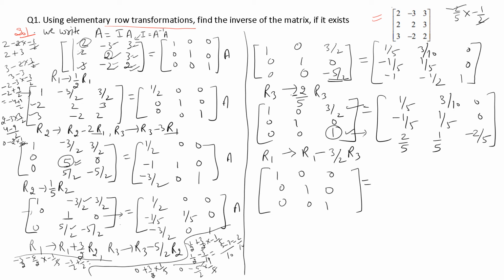Now we need to be a little bit careful while we forgot to put A here. We need to put A alongside. Okay. So now this is your R1 minus 3 by 2 times R3. Just one operation is there. So I'll work it out somewhere. So this is R1 minus 3 by 2 times my R3. R3 is 2 by 5.